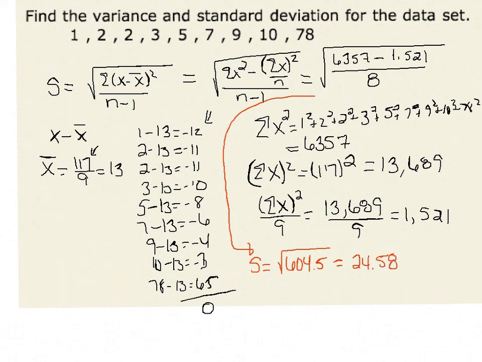24.587. In order to find the variance, we will recognize that the variance is just our standard deviation squared, which is given by 604 1/2.